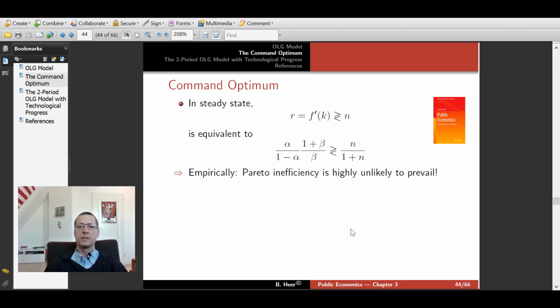Things are a little different when we have depreciation. So when we introduce depreciation, which we have neglected so far, we have to reduce the marginal product of capital by the rate of depreciation, delta. So we have f prime minus delta is larger or smaller than the population growth rate. And this condition is more likely to be met.